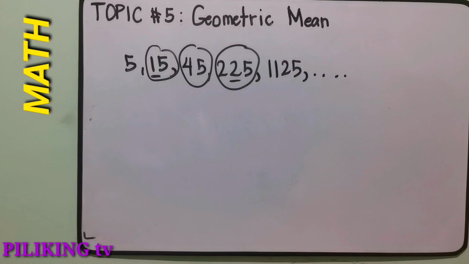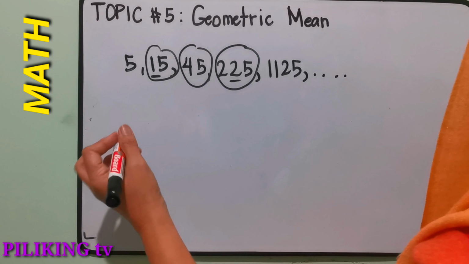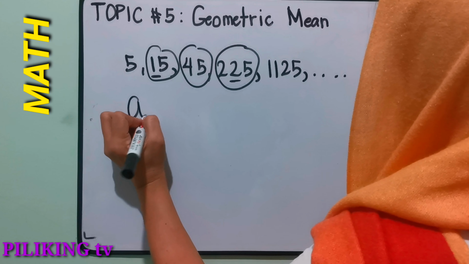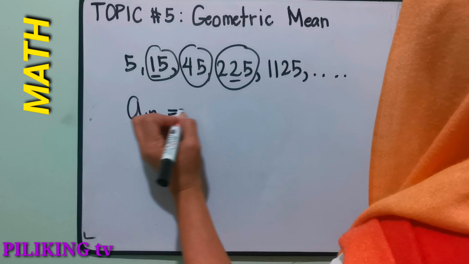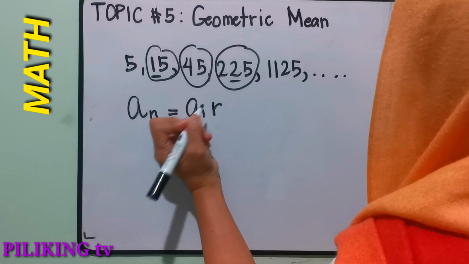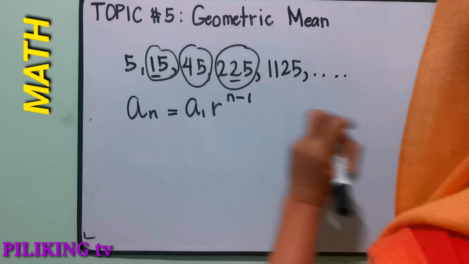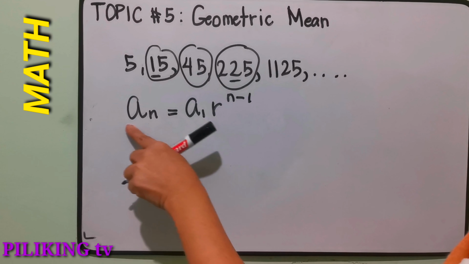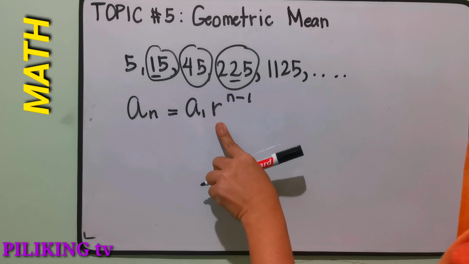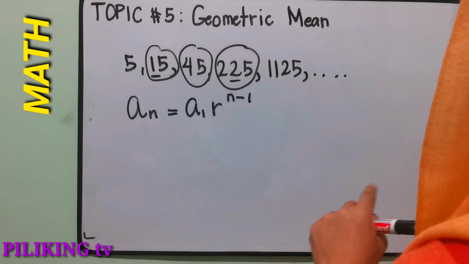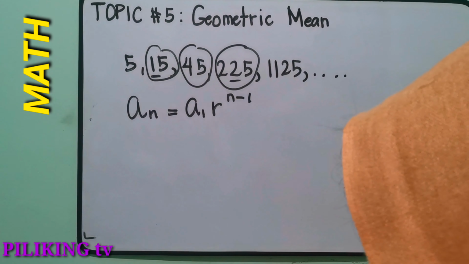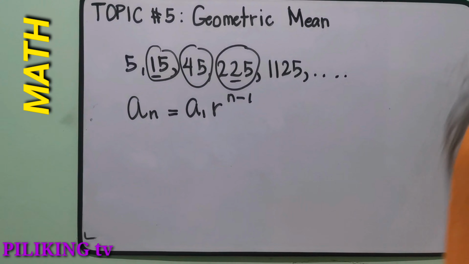Let us use the formula again for finding the nth term of a geometric sequence. If you recall, a sub n is equal to a sub 1 times r raised to n minus 1. Again, a sub n is the nth term, a sub 1 is the first term, r is the common ratio, and n is the number of terms. Let's have an example. Example number 1.